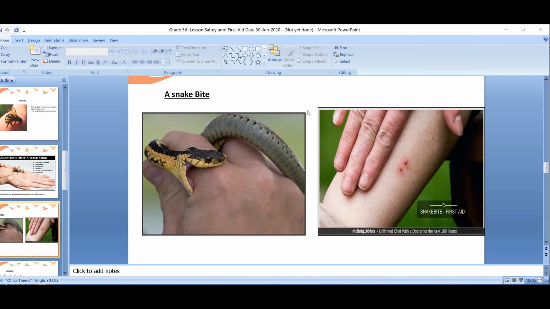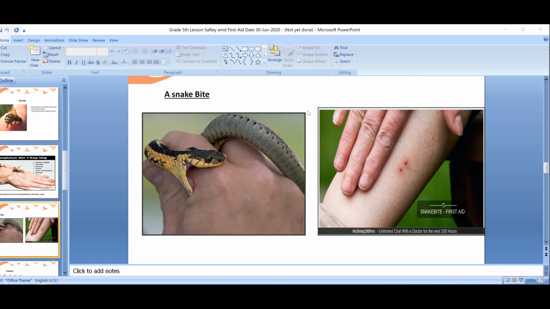So what do we have to do when a person is bitten by a snake? You have to tie a cloth tightly to the place where the snake has bitten, and then rush to a doctor, because if you tie a cloth in that particular area, the venom will stop. Then the doctor will provide you with proper first aid and give you proper medications.